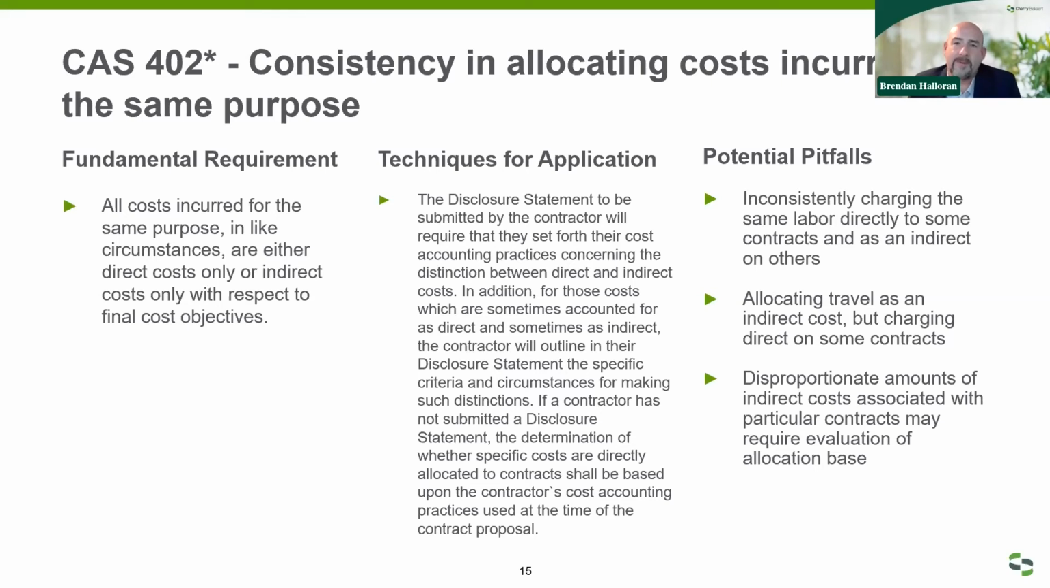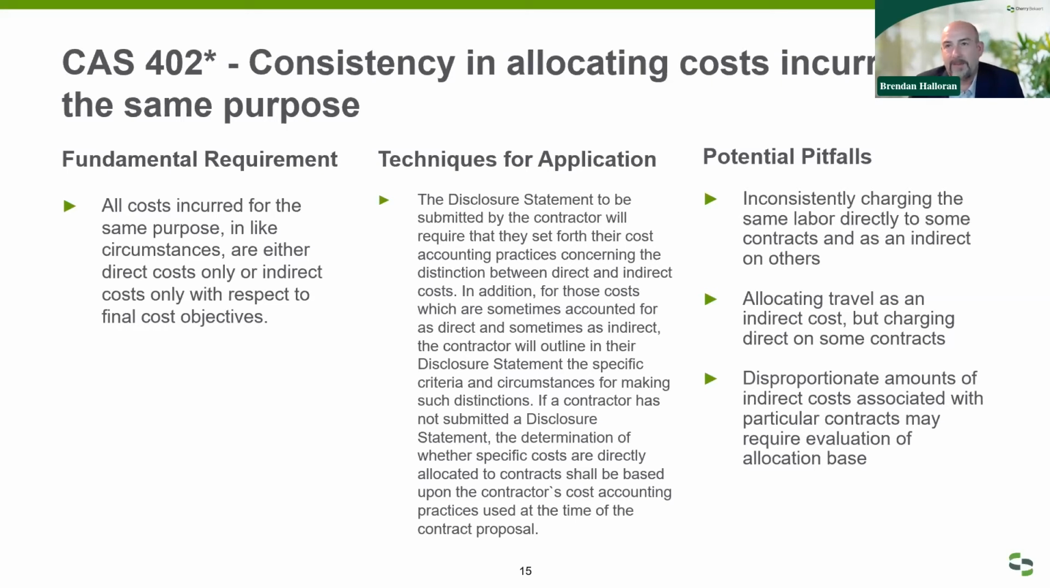And a couple of other quick examples: if a company typically treated travel costs as indirect, but for a particular contract that had a lot of travel, you really just need to understand what those factors are and be consistent with it.